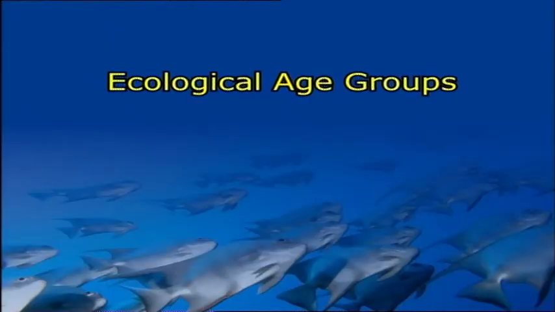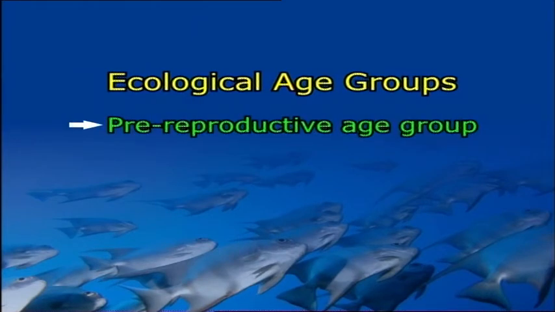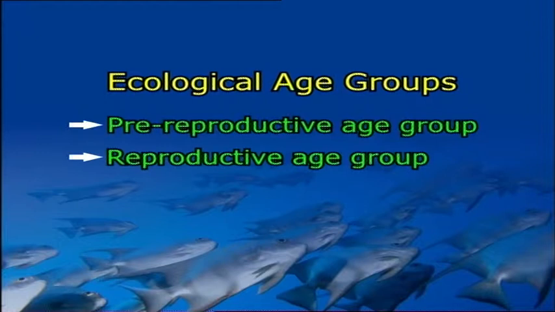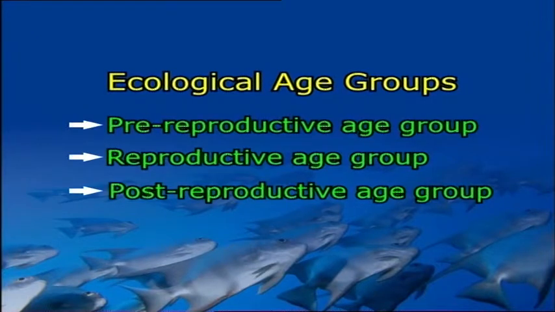Birth rate, death rate, immigration and emigration determine age distribution of a population. The ratio of the various age groups in a population determines the current reproductive status of the population. From an ecological point of view, there are three major ecological age groups in any population: pre-reproductive age group, reproductive age group and post-reproductive age group.